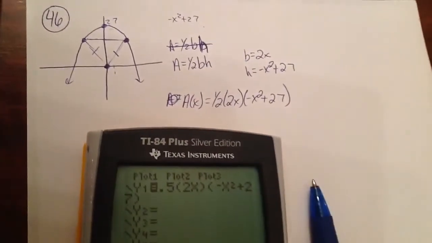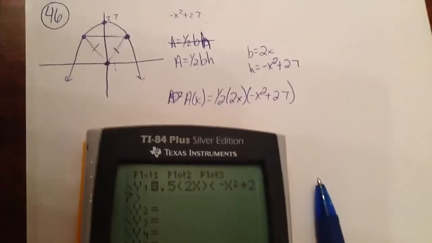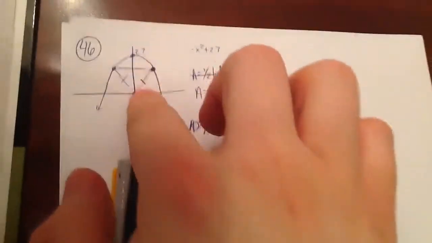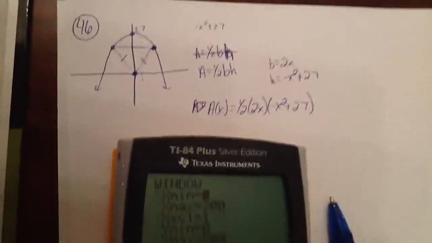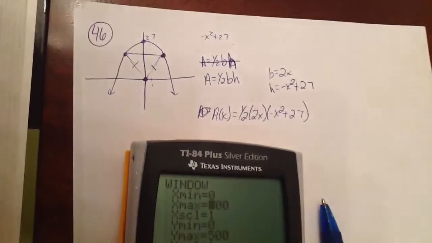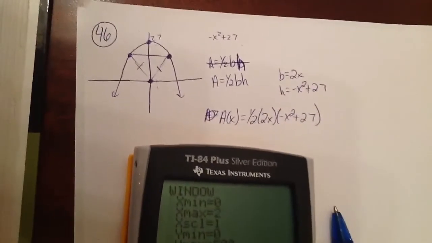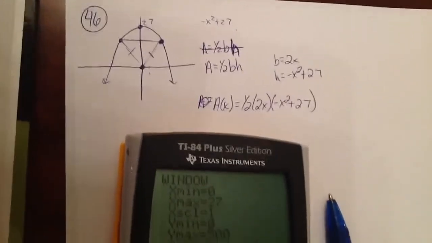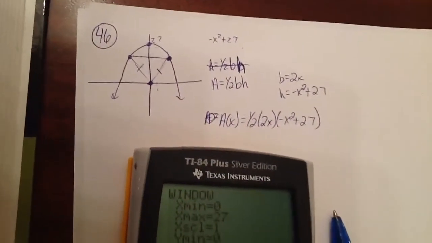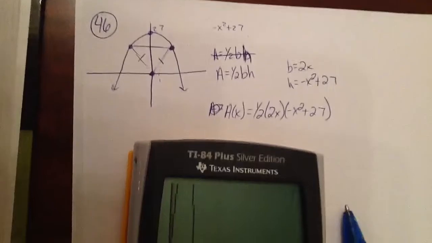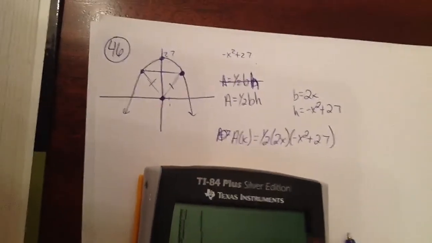There's that. Let's see. Before I even hit graph, I want to think about my picture. Well, I got one right here. So my window, I don't want this 0 to 200. I don't know, that's 27, so that can't be more than like 27 or 30. Y min 0, Y max I know is 27, so I'll just put 28. Oops, that doesn't look right. What did I do wrong? Oh, I need my negatives.